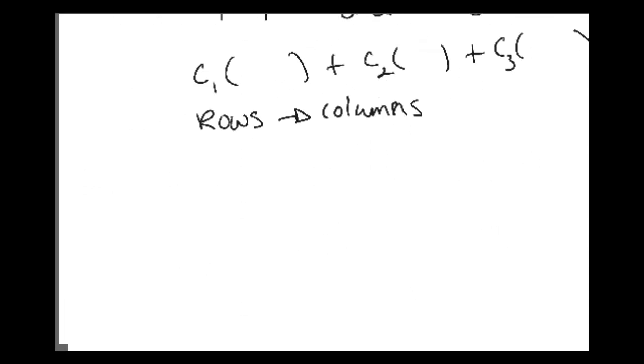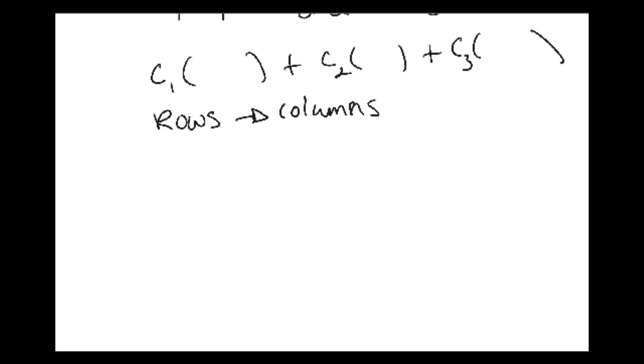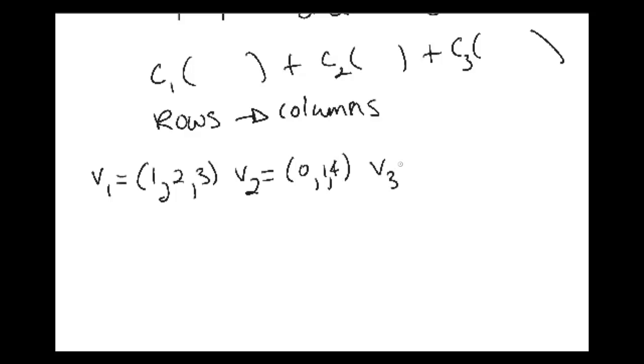What do I mean by that? The easiest way is for me to just pick some numbers instead of confusing with a bunch of letters. This is straight out of the textbook here. We have the vector v1 is 1, 2, 3. v2 is 0, 1, 4. And v3 is 2, 3, 8. And we want to know if we can write vector 1, 5, 9 as a combination of the ones above.